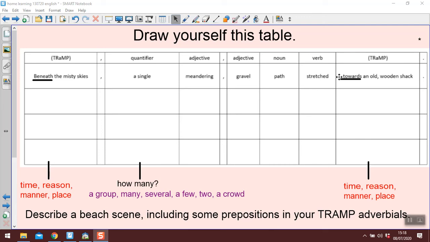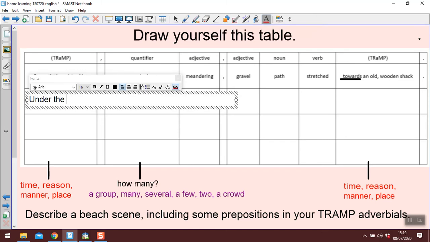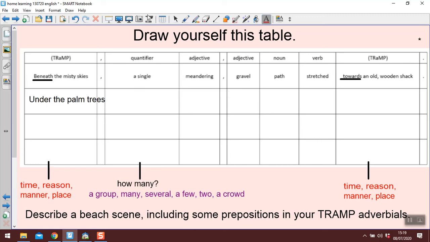Let's now write another sentence. So I'm going to describe a beach scene including some prepositions in my TRAMP adverbials. I'm going to talk about how some ants could be under the palm tree and thinking about what the ants could do. So my TRAMP adverbial is under the palm trees. And I need to have a comma after my adverbial phrase. Under the palm trees.